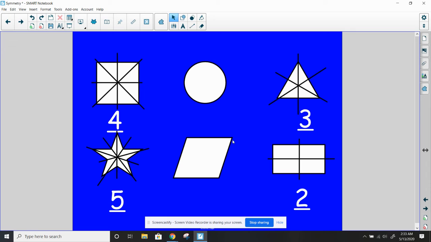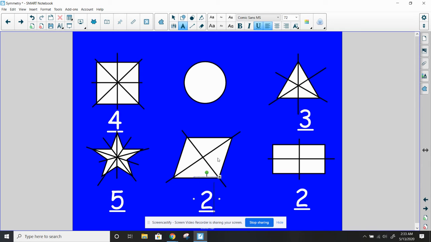Now, if you look closely, you'll notice it's also a rhombus. Now, what about this? Can I go from corner to corner and draw a diagonal line? I can. Does that mean I can do it this way too? Guess what? I can. So in this particular parallelogram, which is a rhombus, I can draw two lines of symmetry. So this one has two lines of symmetry.